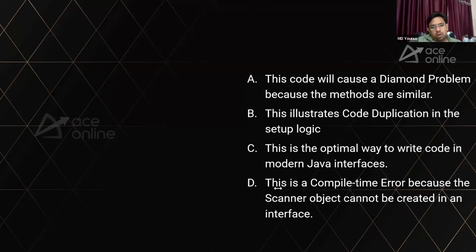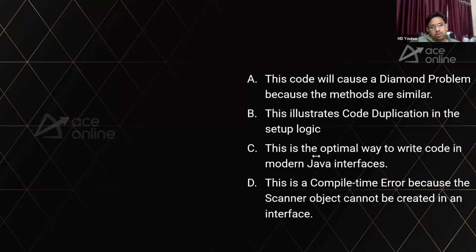I'll go with option D first because many of you have opted for option D. Option D has no problem at all. We are not creating the scanner object directly inside the interface. I'm creating it inside the default implemented method and it's perfectly okay. If you are importing the scanner class, then it's perfectly okay to have the scanner object created. So there is nothing wrong with option D.